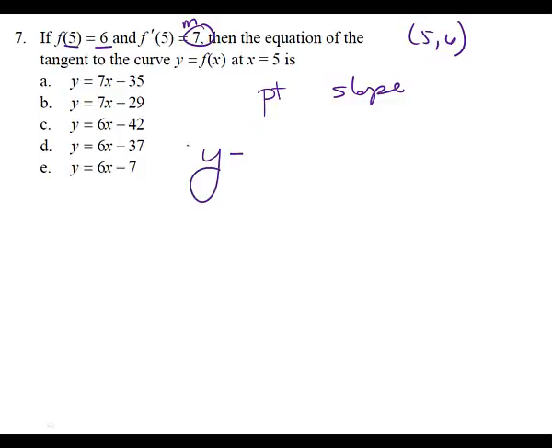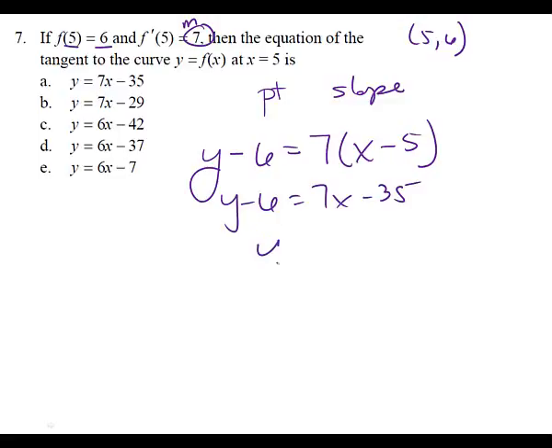So y minus, what's your y value? 6. What's your slope? 7 times x minus, what's your x value? 5. Now, free response, we'd leave it. This is a multiple choice question, so I need to keep going, right? So what do we need to do with that 7? Distribute, so 7x minus 35, and then what do we need to do with the 6? Add it. And look at this. It's either got to be 35 or 29. Which one is it going to be? Better be the 29, right?